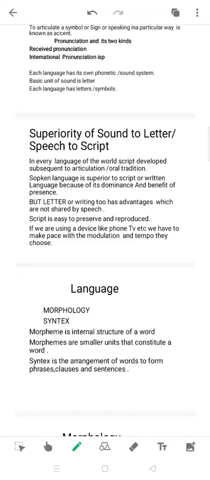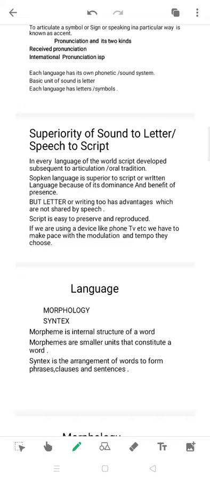So there is superiority of sound to letter, or speech to script. As I told you, there are two mediums of expression. Word is there, symbol is there, sign is there, but the medium is different. The first one is script, which is always available, which is always accessible to the people, and the other is your oral dictation or your speech, which is temporary and which is not permanent.